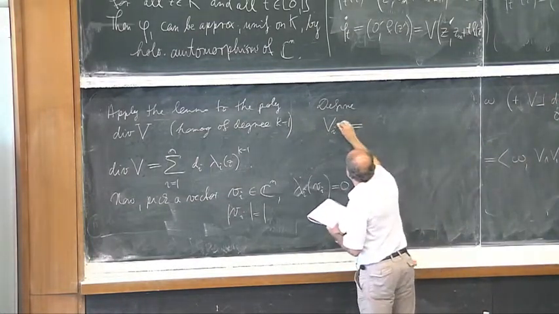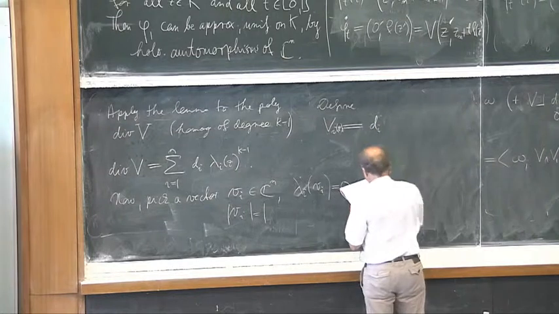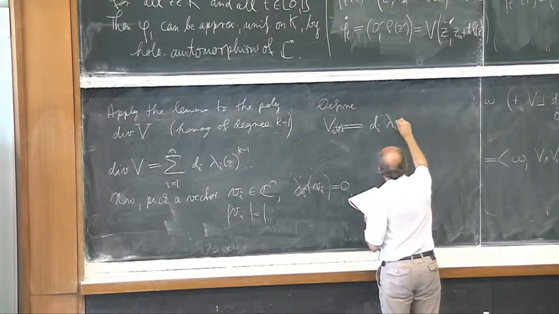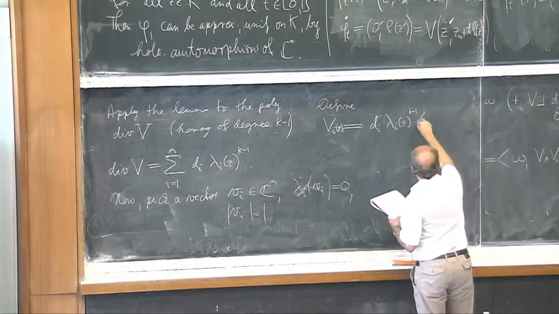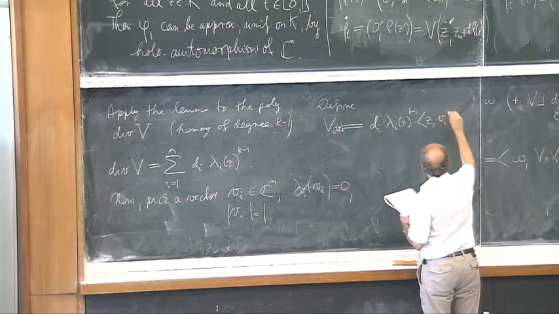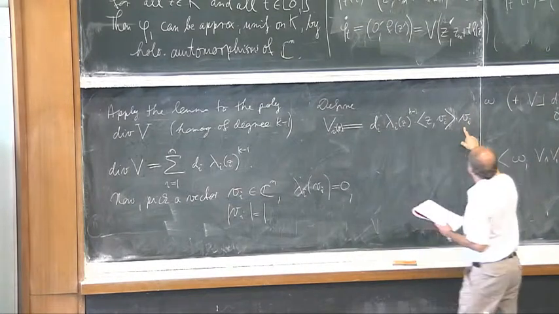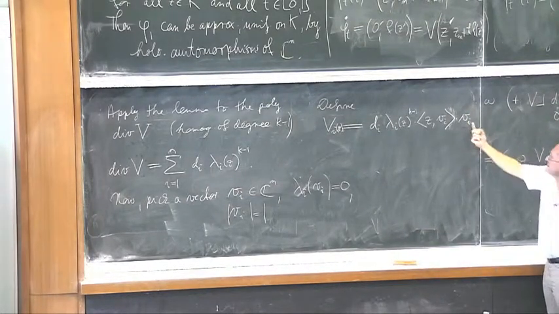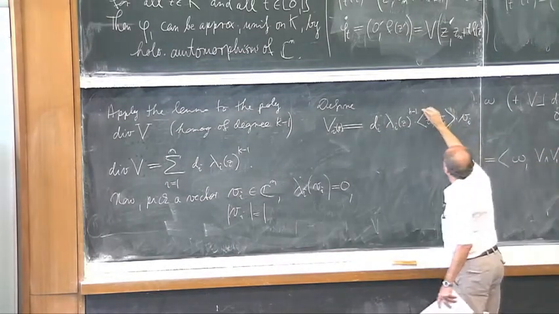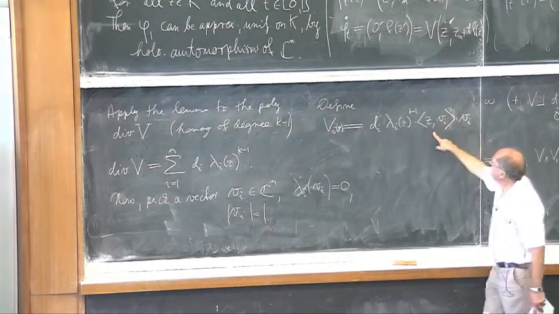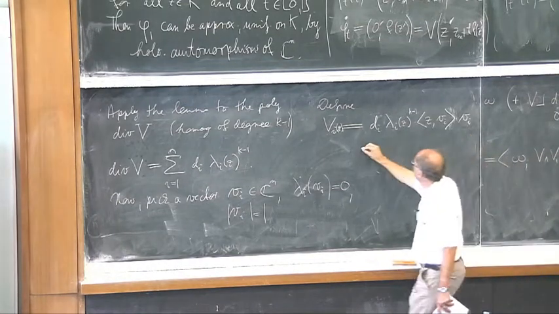So v_i of z is the vector field d_i lambda_i z to the power k minus 1. And then I take the scalar product of z with v_i, and then times v_i. So this v_i, I think, is a constant vector field. So I identify vector fields with vectors, really, okay? So you see, this is of course homogeneous of degree 1, this term. This is homogeneous of degree k minus 1. So this is now homogeneous of degree k.